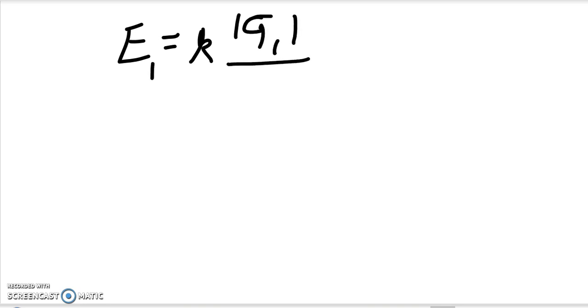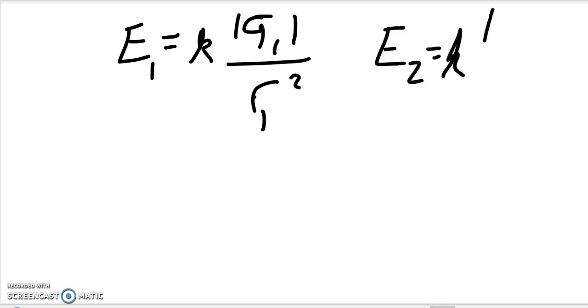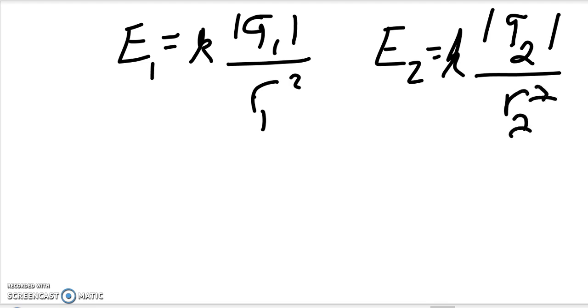So we know that the electric field is given by Coulomb's constant, the absolute value of the charge, and we'll call this E1, divided by R1 squared, right? And E2 is also going to be given by Coulomb's constant, the absolute value of charge 2, and then divided by R2 squared. Okay?